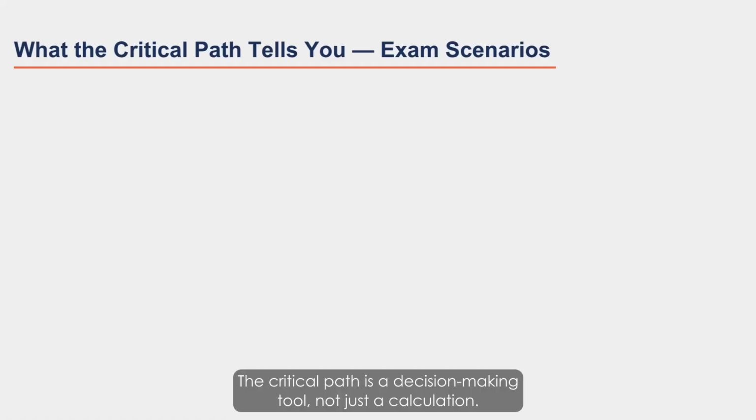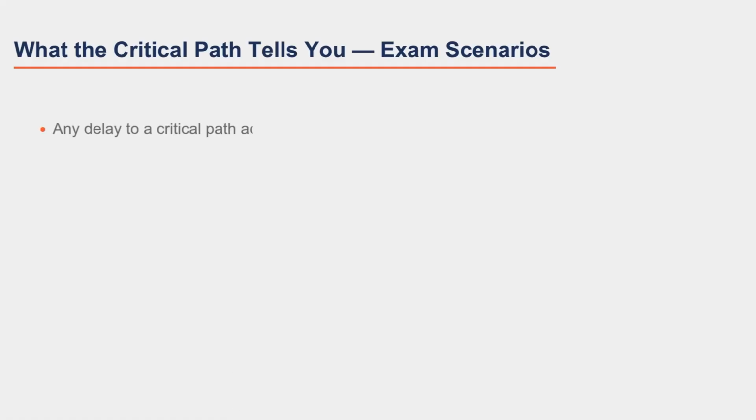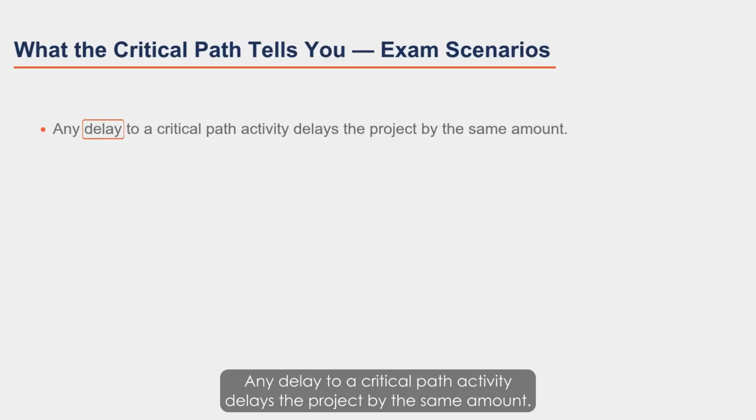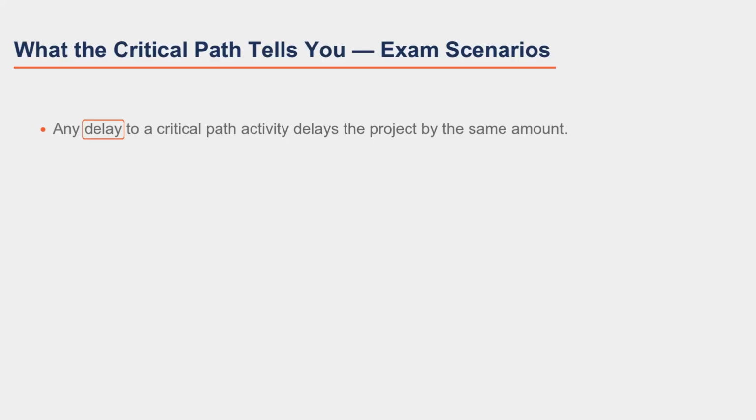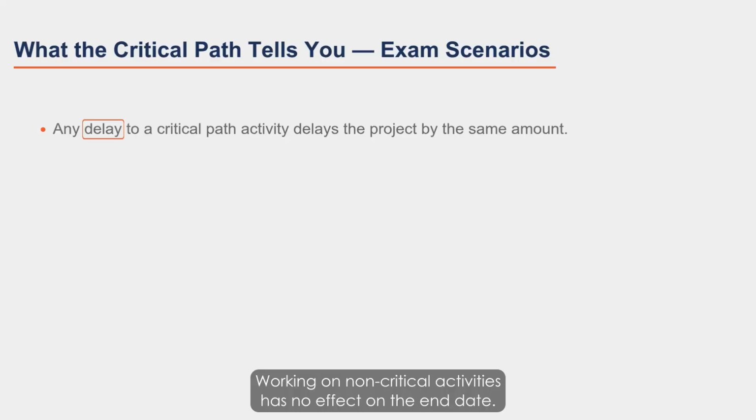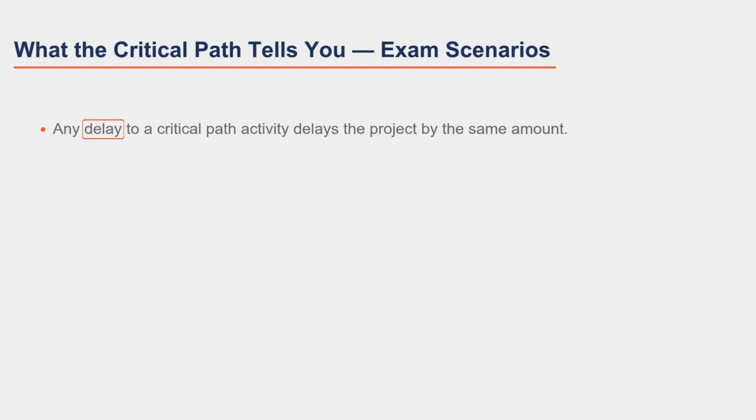The critical path is a decision-making tool, not just a calculation. Any delay to a critical path activity delays the project by the same amount. Crashing and fast-tracking only shorten the project if applied to the critical path. Working on non-critical activities has no effect on the end date.